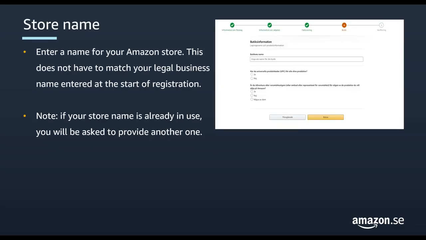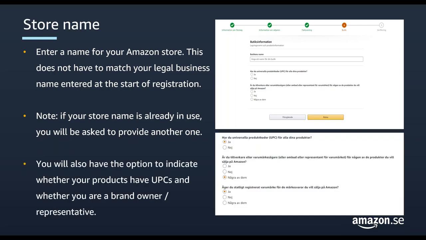On this page, you'll be asked to enter a name for your Amazon store. This does not have to match your legal business name entered at the start of the registration. This is the name that will be displayed to Amazon customers who purchase your product. After completing this information, select Start Listing Your Products to complete the registration process. Note, if your store name is already in use, you'll be asked to provide another one. You will also have the option to indicate whether your products have UPCs and whether you are the brand owner.